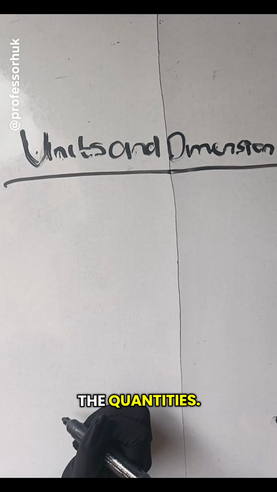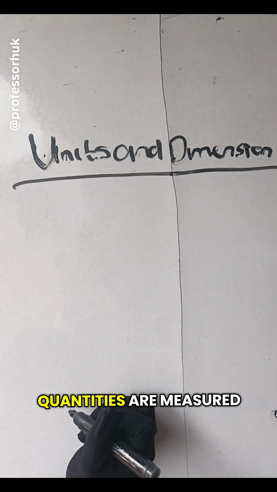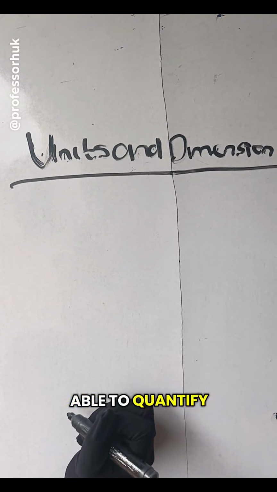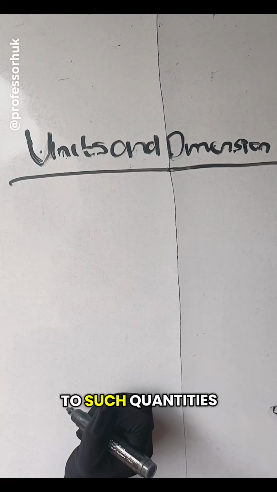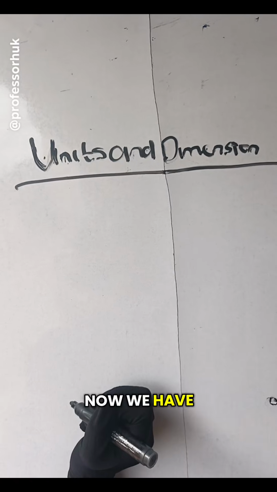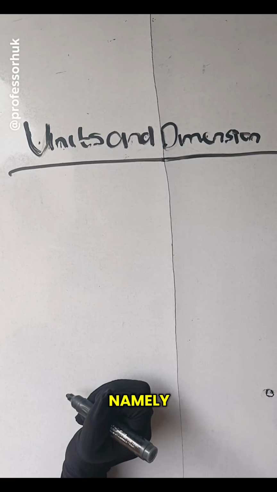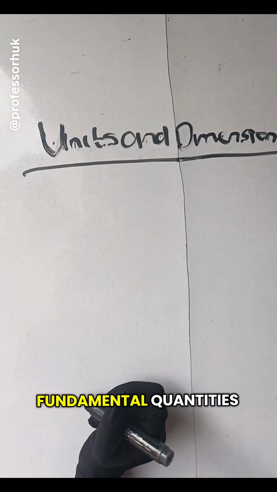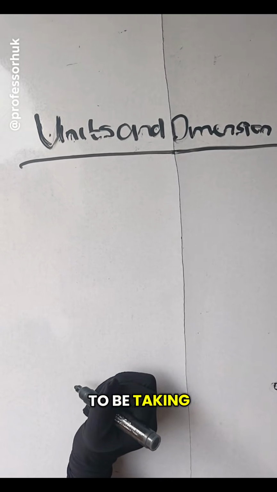Then we need to know the definition of quantities. Quantities are measured when we are able to quantify them by assigning value and units to such quantities or parameters. Now, quantities are categorized into two, namely fundamental quantities and derived quantities. So I'm going to be taking it one by one.